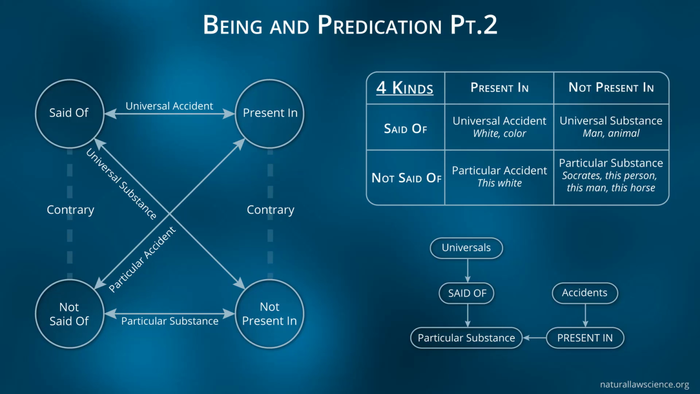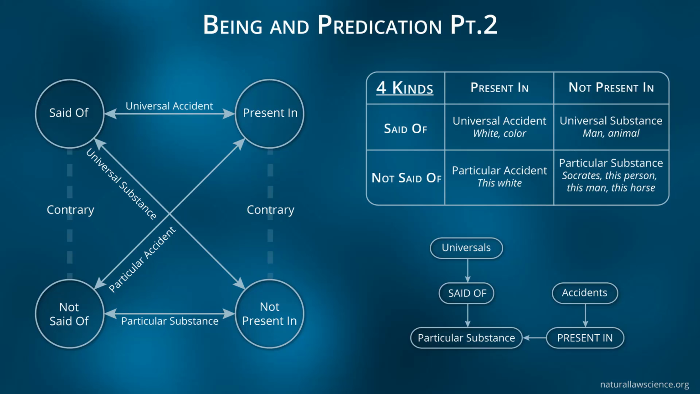Another way to visualize it, other than in a table, is in this representation I have on the left, which is essentially the same thing. It's just said of, present in, not said of, not present in, and you have the 4 different kinds, the pre-predicamentae. And then I just added, there's 2 parts that are contrary, is said of and not said of. You can't have them both. And present in and not present in. You can't have them both. It's like one and not one. Well, it doesn't exist together. So that's how they relate.